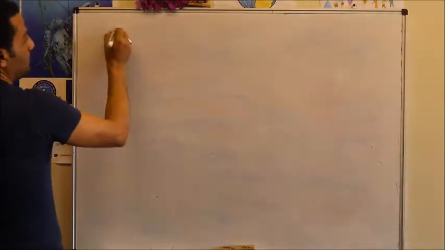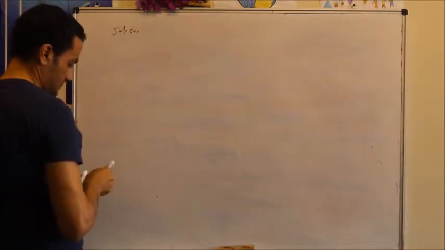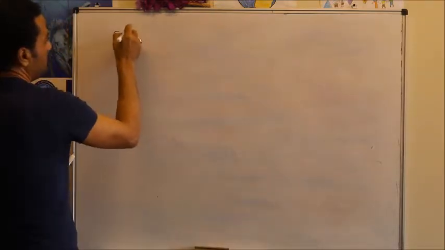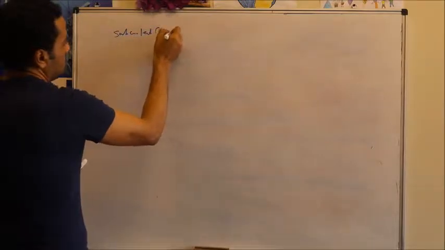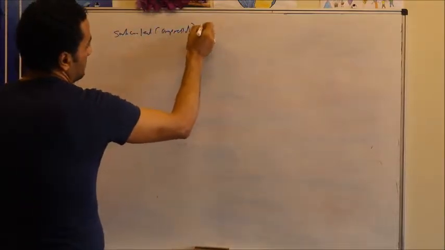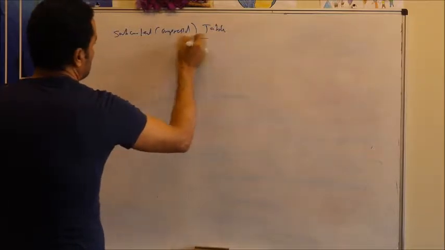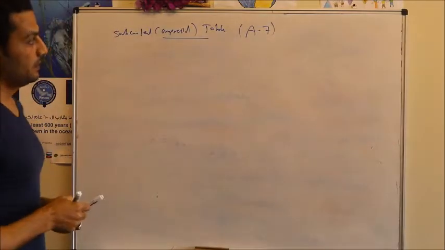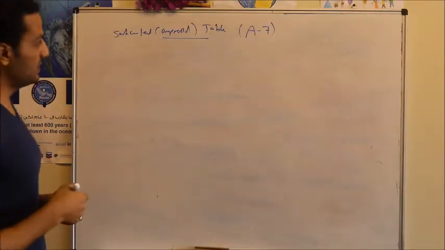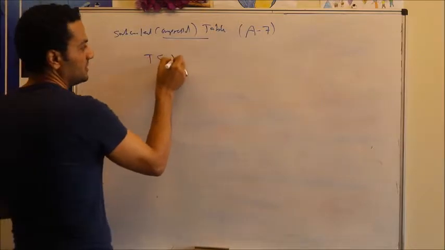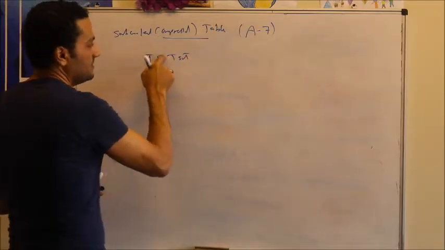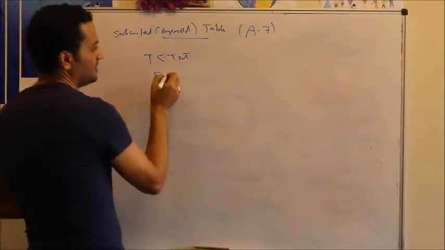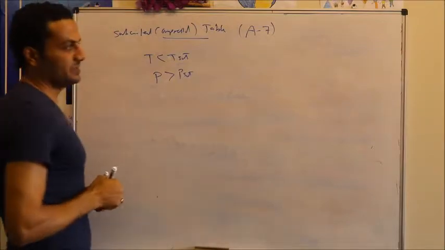So the subcooled or compressed liquid table, which is table A7 for steam in this case. In this table, if we are in the subcooled zone, this means the temperature is less than the saturation temperature. Or in this zone the pressure is greater than what? Greater than P saturation.